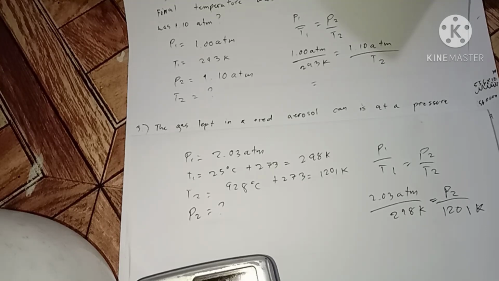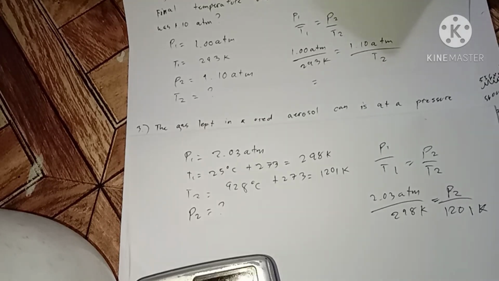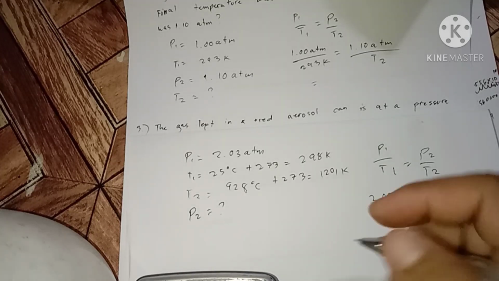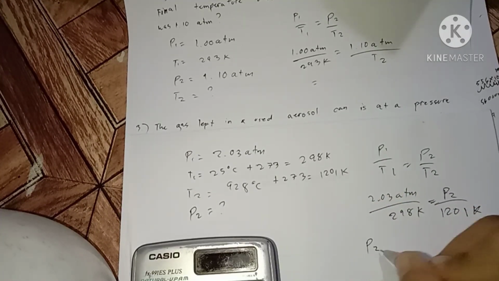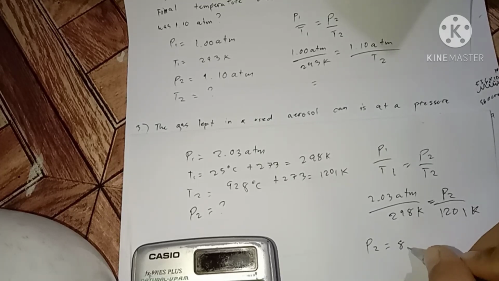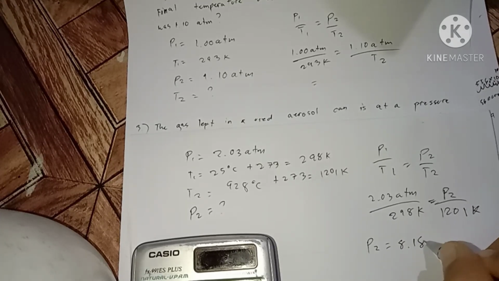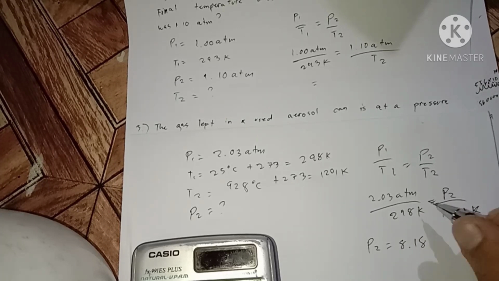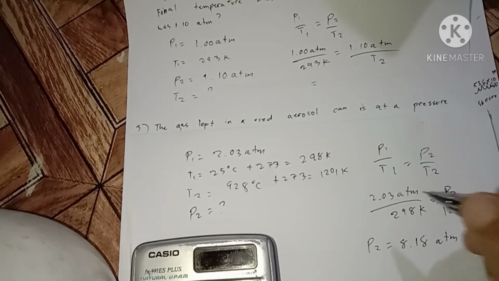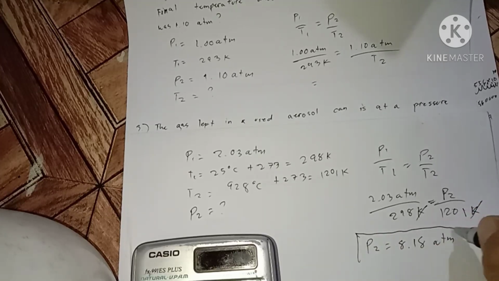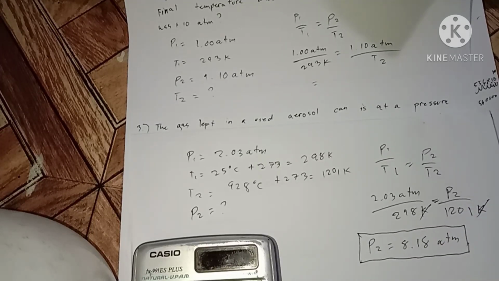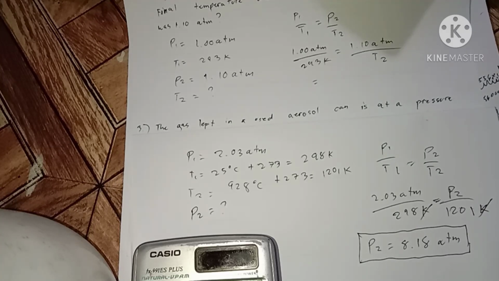So calculate: 2.03 over 298 equals x over 1201. So the value of the pressure 2 equals 8.18 atm. So cancel the units. So the final answer, pressure 2 equals 8.18 atm.